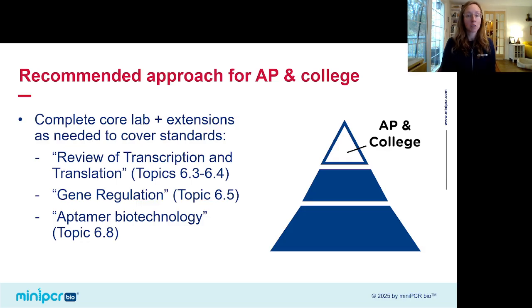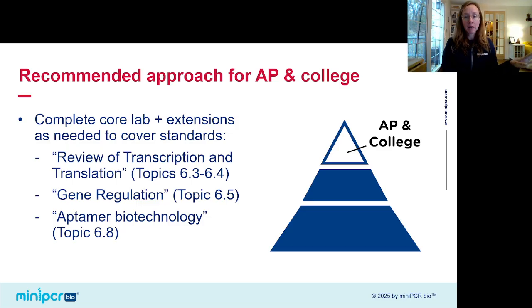Our review of transcription and translation extension covers topics 6.3 and 6.4. Our gene regulation extension really goes deep into the different parts of a gene. It can cover topics like promoters, and that covers AP Bio topic 6.5. We also have an extension on aptamer biotechnology. I mentioned this earlier. It goes really deep into how aptamers work and all the different scientific applications of aptamers. And that would cover the biotechnology-oriented AP Bio topic 6.8.